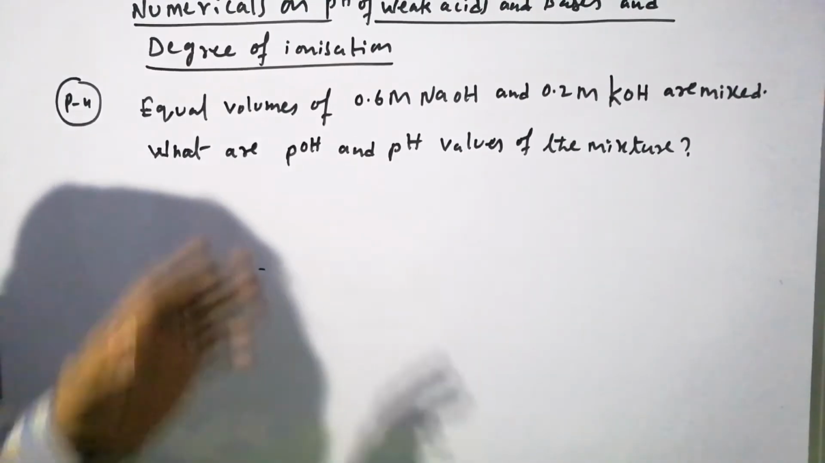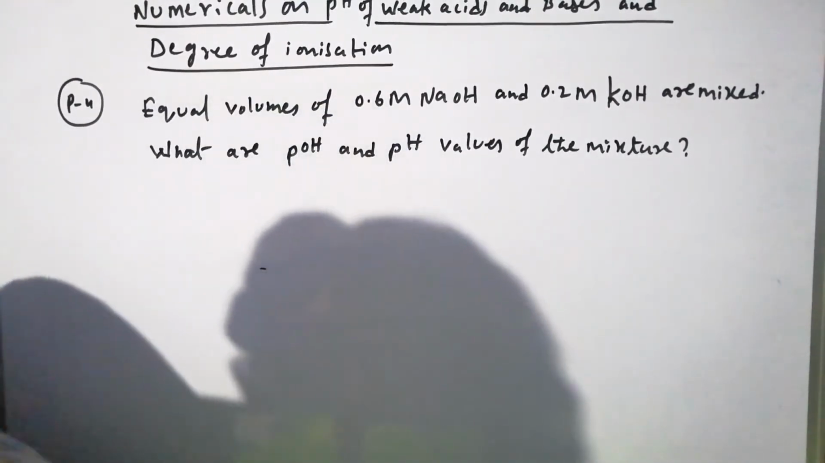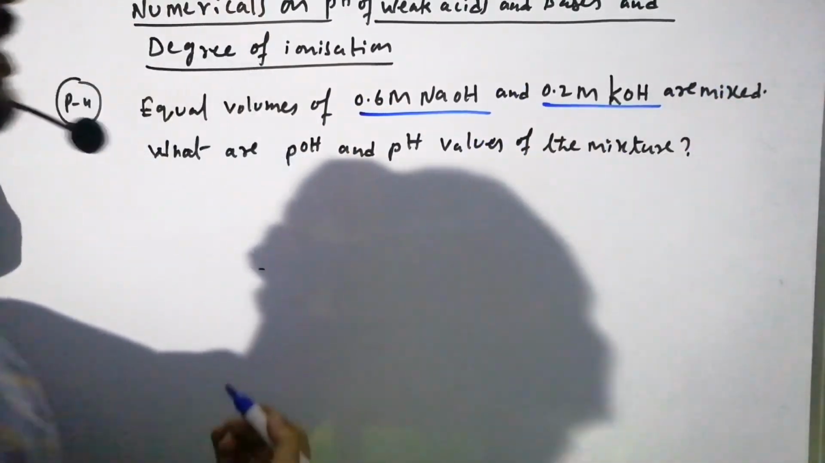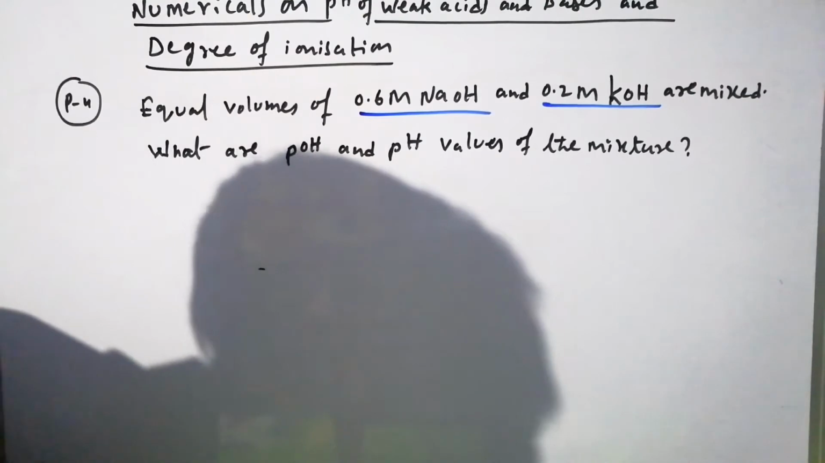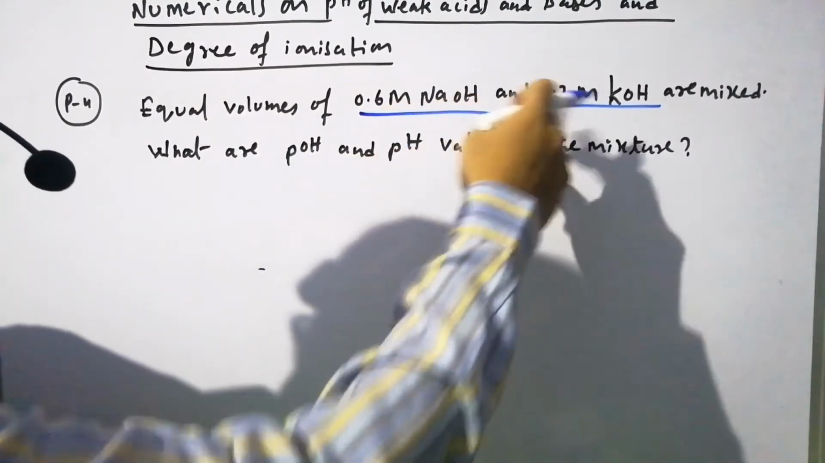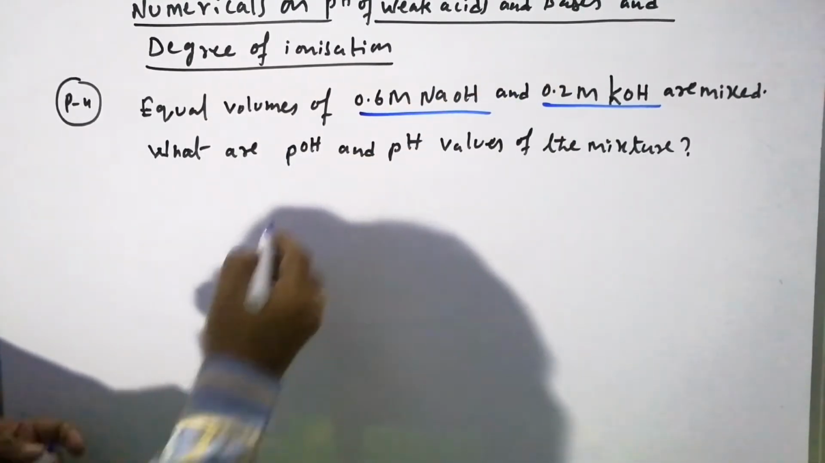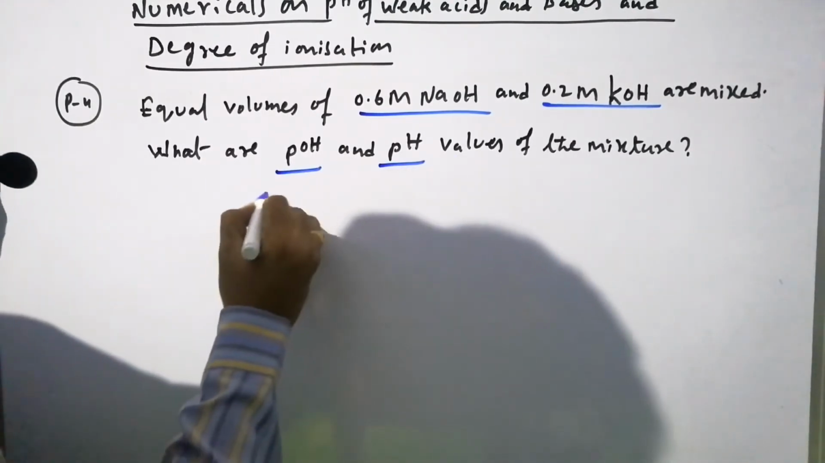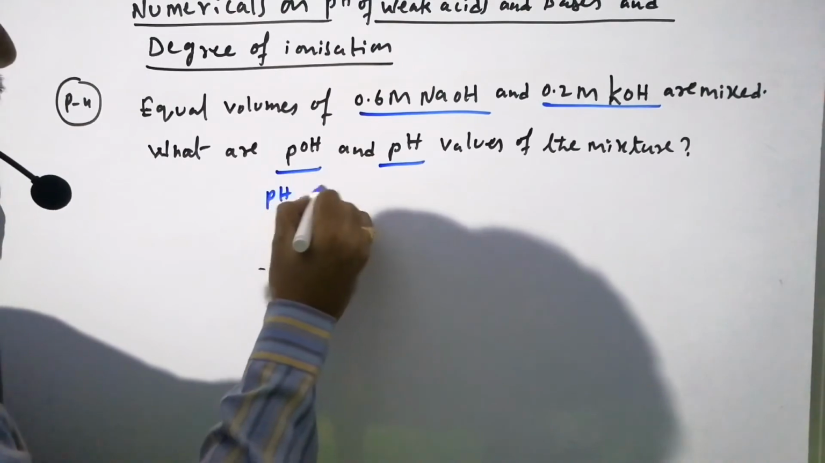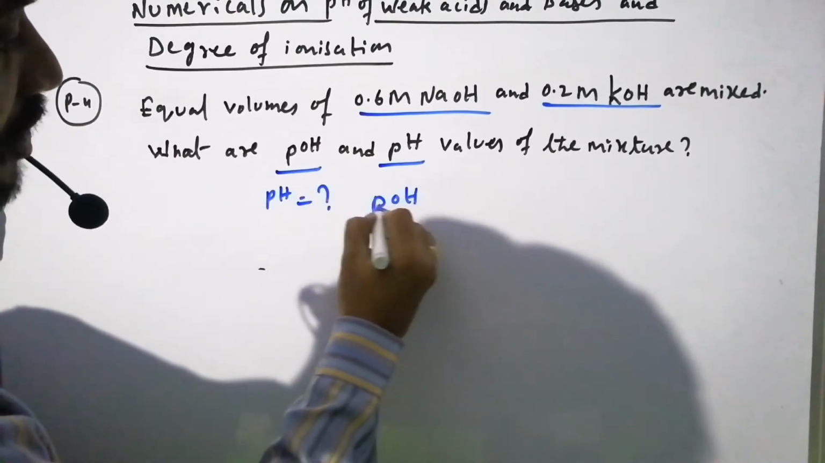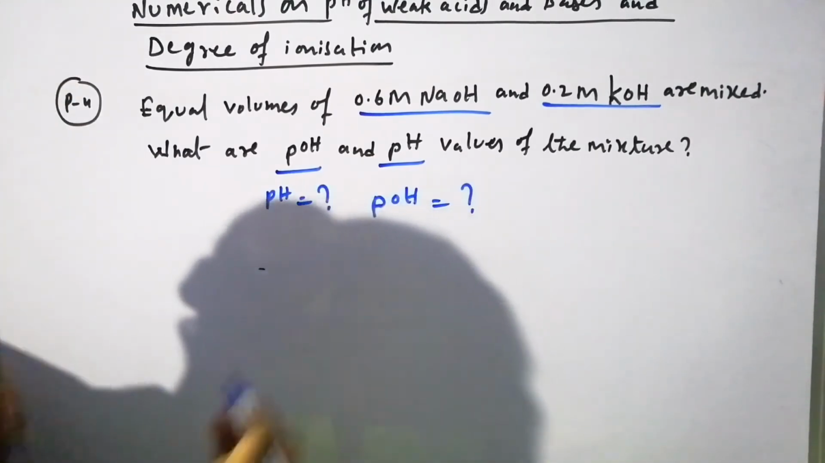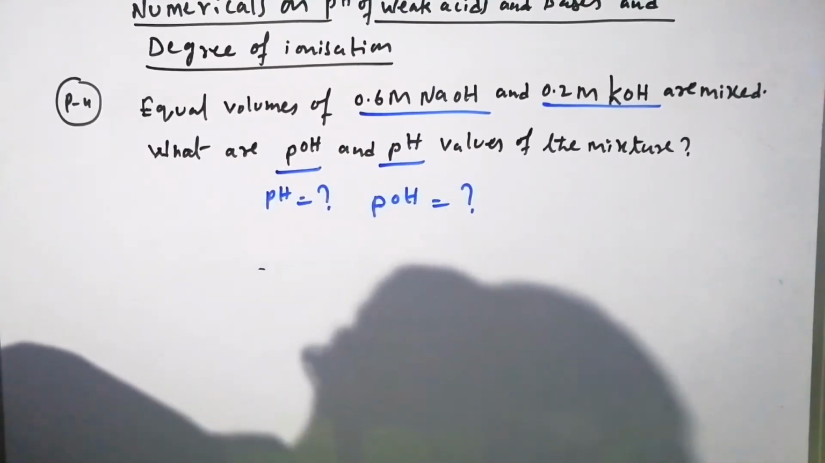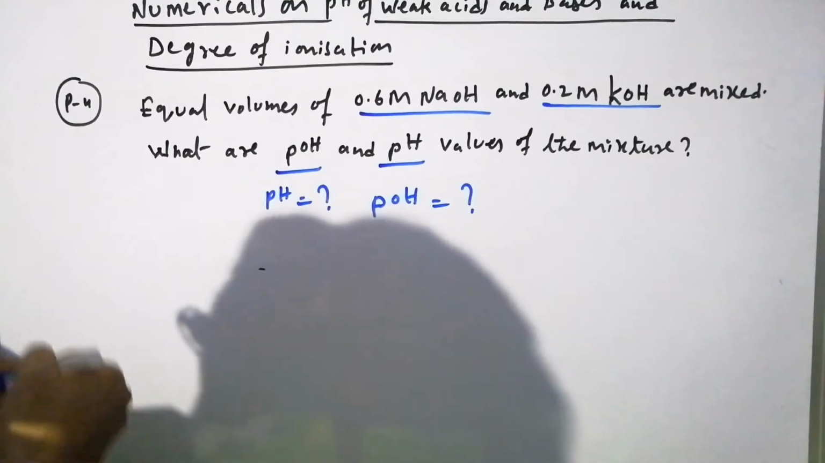See students, next problem. Equal volumes of 0.6 molarity of NaOH and 0.2 molarity of KOH are mixed. That means that gives a basic solution. NaOH is a strong base and KOH is a strong base. What are the pOH and pH values in the mixture? That means pH is equal to question mark, pOH is equal to question mark. By using this one, we should find out pOH, and after that pH.